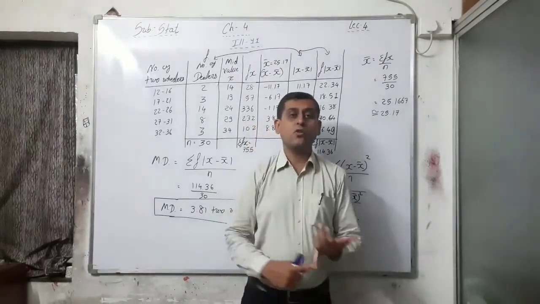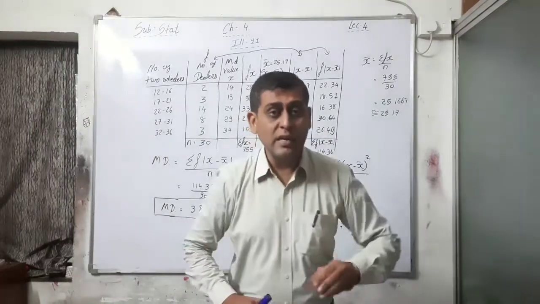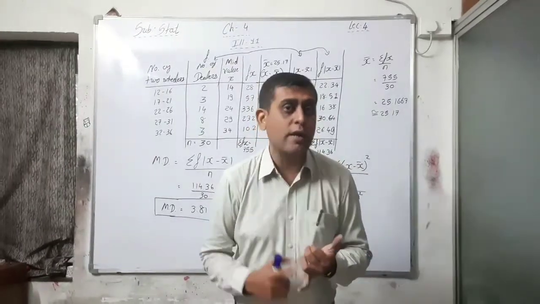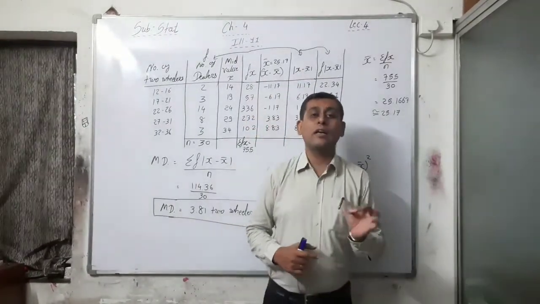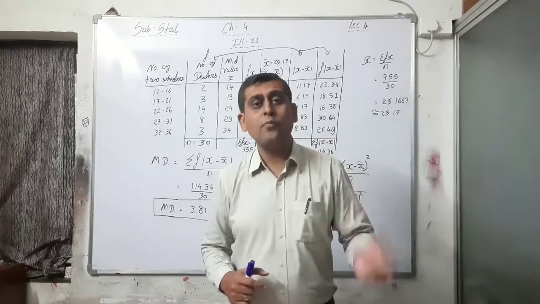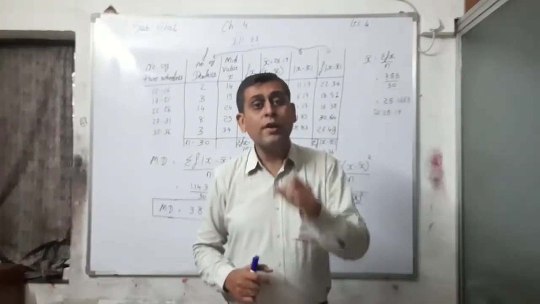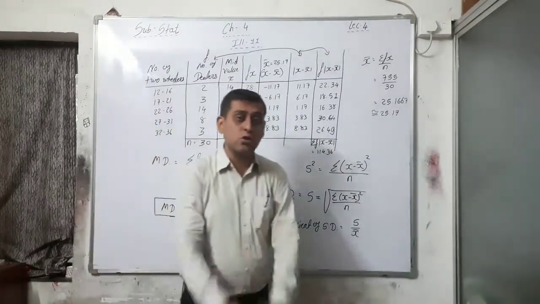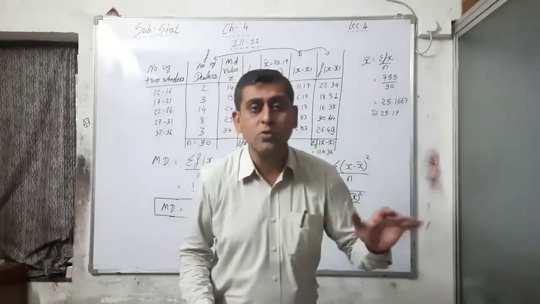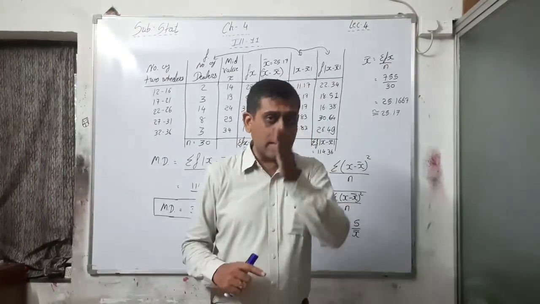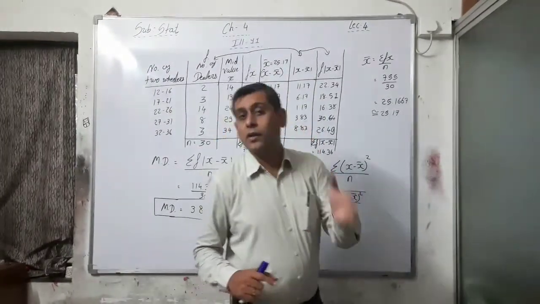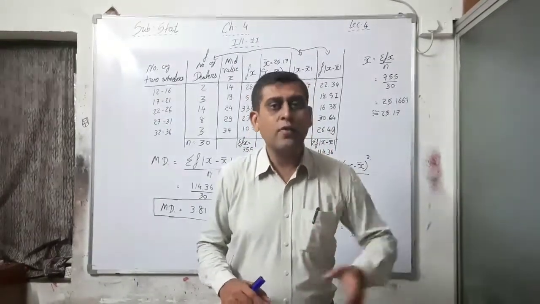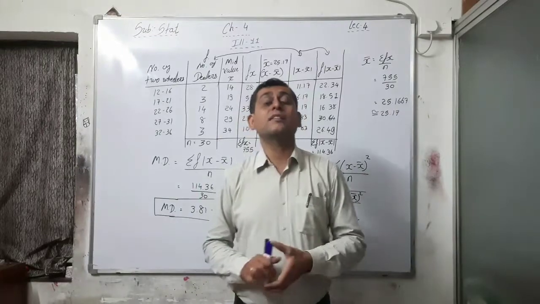The formula for the mean is different for ungrouped data, discrete group data, and continuous group data. So if the formula for the mean is different, then the formula for standard deviation is also different for these three types of data: ungrouped data has one formula, discrete group data another, and continuous group data another. And again, there is a second method.